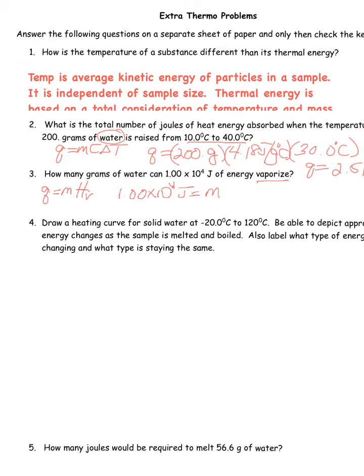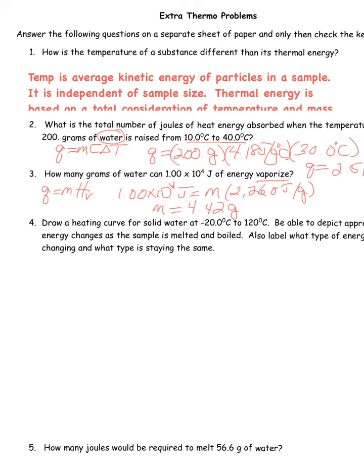And the Hv you can always look up on Table B in your Regents reference sheets. You'll see for Hv we have 2,260 joules per gram. And so when we do that calculation, we're going to get a mass of 4.42 grams. Again, algebraically, you're going to take your 1.00 times 10 to the 4th and just divide it by 2,260 to get your answer.